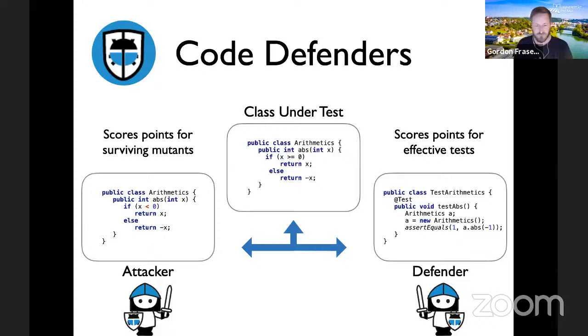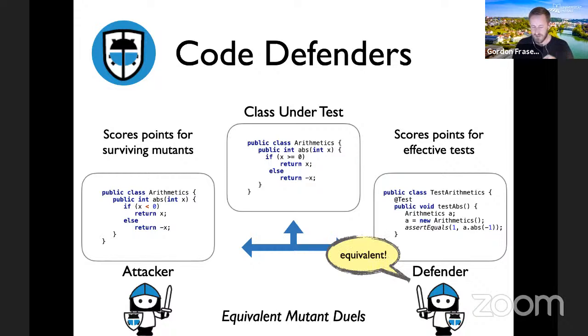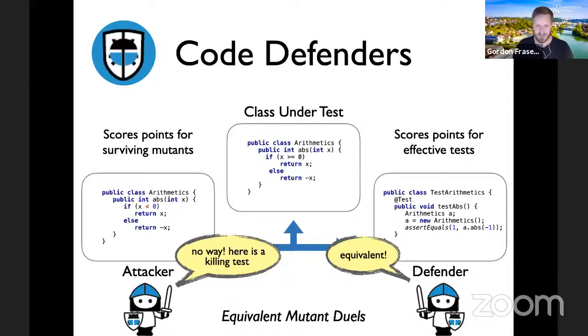So when a defender suspects that a mutant produced by an attacker is equivalent, they can challenge the attacker to a so-called equivalence duel. In order to do this, the defender needs to have at least attempted to reveal the mutant, which I'll show you in a second. If so, they can say, I think this is equivalent. And now the onus is on the attacker to prove that the mutant is not equivalent. And how do you do that? Well, by writing test cases.